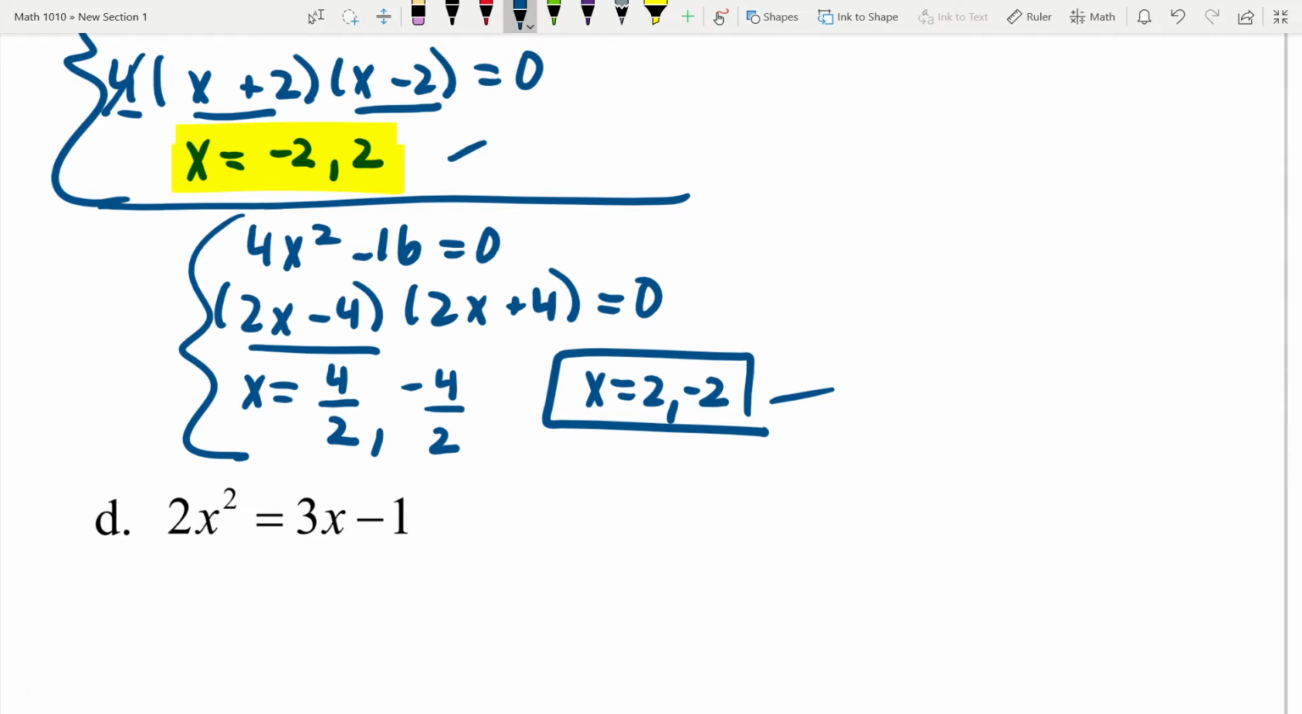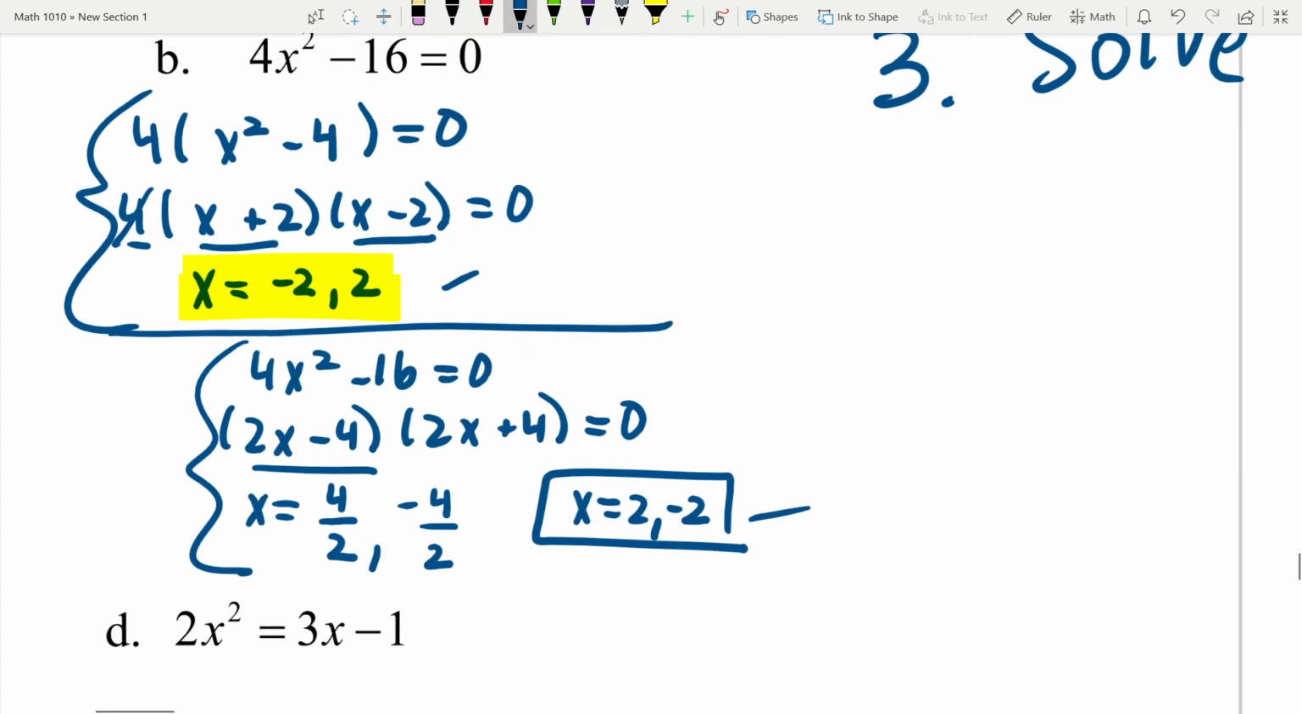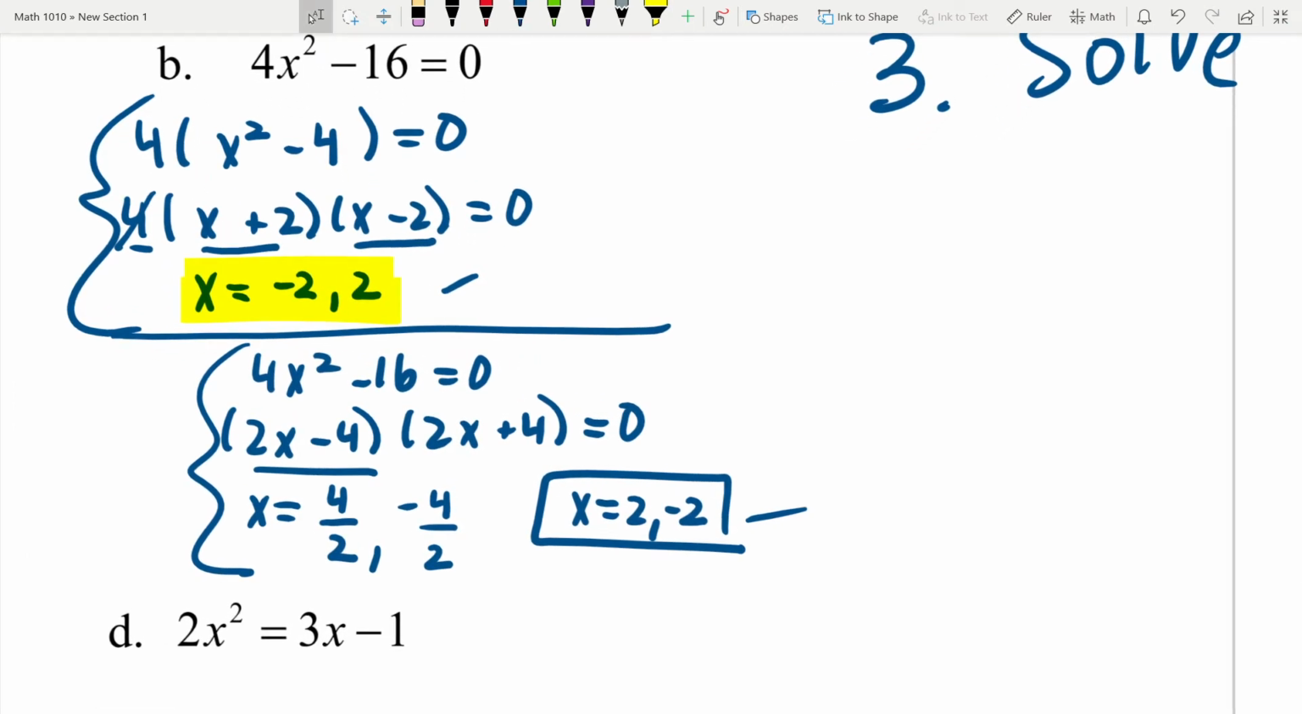Okay? Yes, honey? Well, I was going to ask, when you do the demonstration, one of them has to... But like on this one, on B, x is equal to 2.